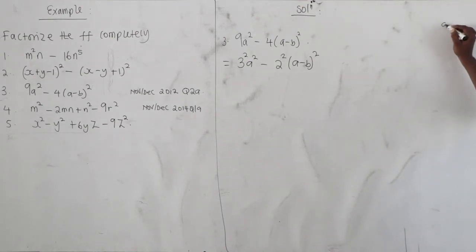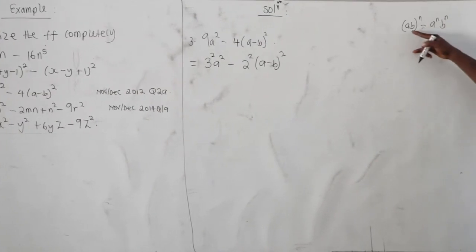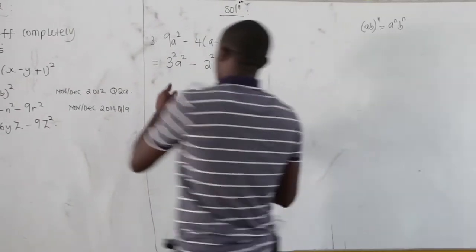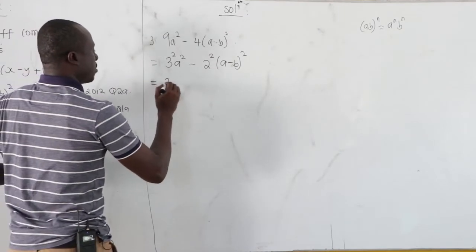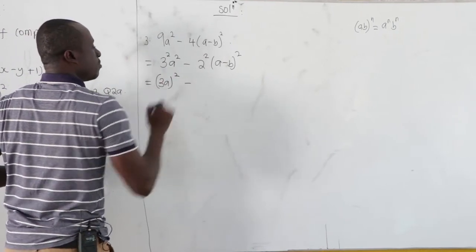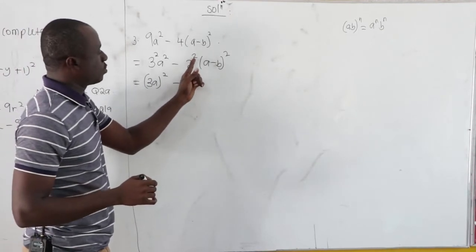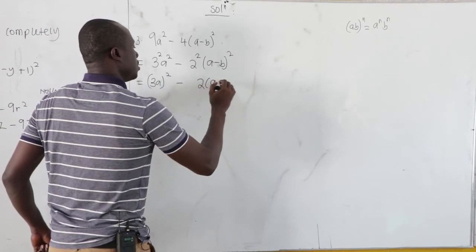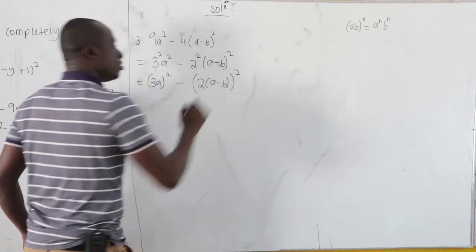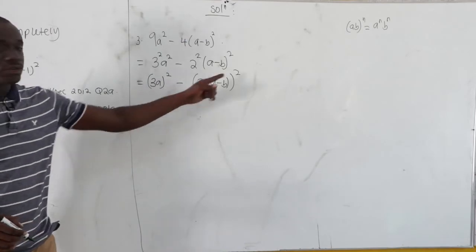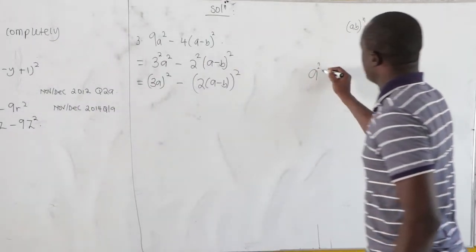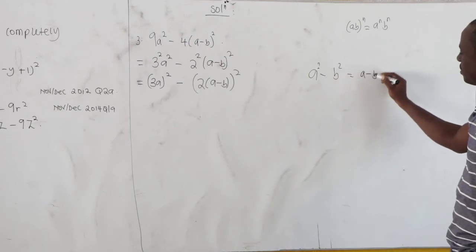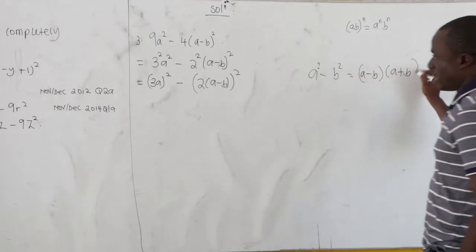Now we know (ab) to the power n is a^n b^n. So if you have a^n b^n, we can rewrite it as (ab) to the power n. Hence, over here, we can write this as (3a) all squared minus, now we have to square here, and this is multiplying this. So we can write this as (2(a minus b)) all squared. And this is difference of 2 squares. That is, if you have a squared minus b squared, this is just (a minus b)(a plus b).